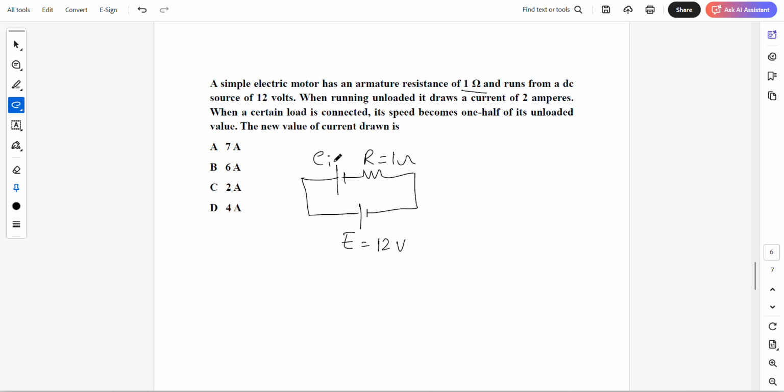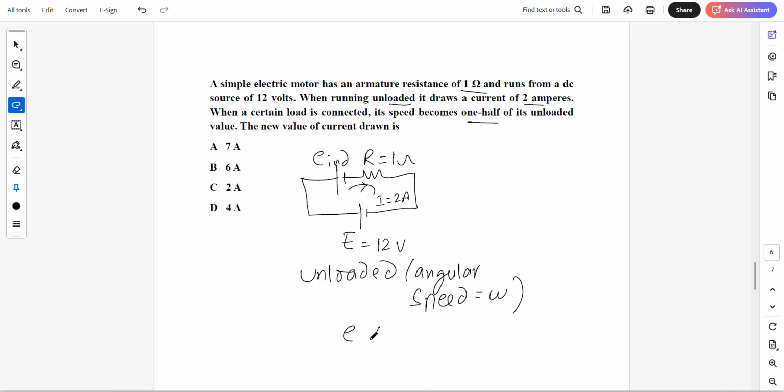The EMF induced, when running unloaded, is E induced. What is the value of I? Yes, they have given it: when unloaded, I is equal to 2 amperes. Unloaded means it is not loaded. How much is the angular speed they have given? In the first case, unloaded, the angular speed is omega, since E is proportional to omega.